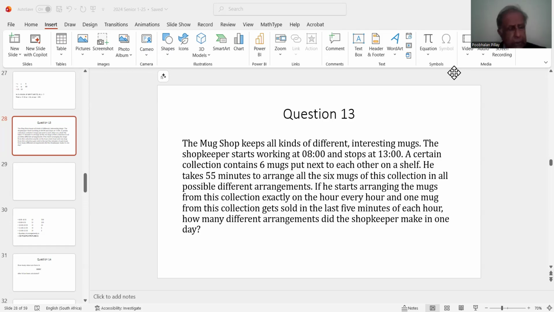Okay, we move on to question 13, which reads as follows. The mug shop keeps all kinds of different interesting mugs. The shopkeeper starts working at 8 and stops at 1 o'clock in the afternoon. A certain collection contains 6 mugs put next to each other on a shelf.